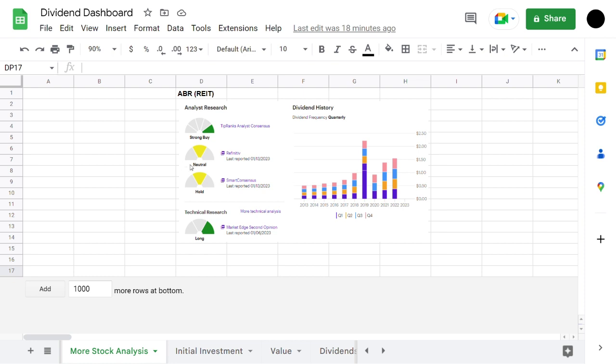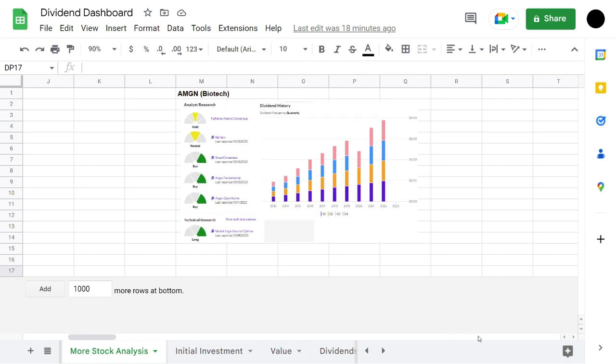In ABR here, we see we've got a strong buy for one of them, some neutrals, and a long. Not great, but the dividend history is pretty good. It's pretty consistent and going up. That's what we're looking for.